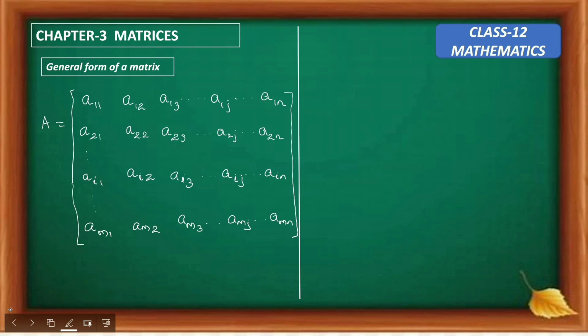From here we can also write the order of the matrix. The order of the matrix equals, how many rows are there? 1, 2, 3, like that, you can see up to m. That is m rows by how many columns? 1, 2, 3, like that. If you count, the last number is n. The order of this matrix is m by n.